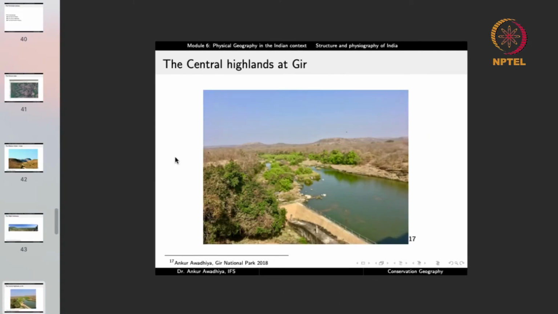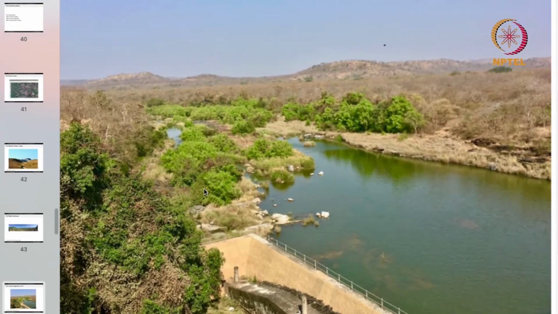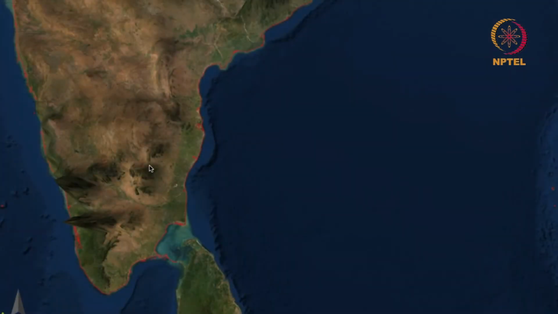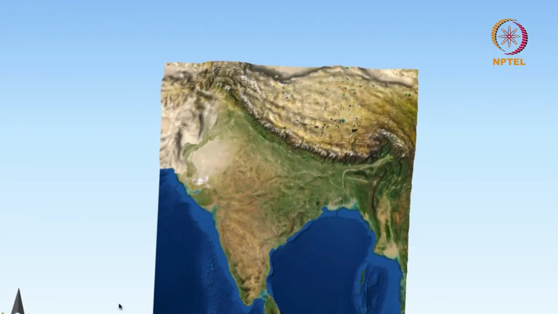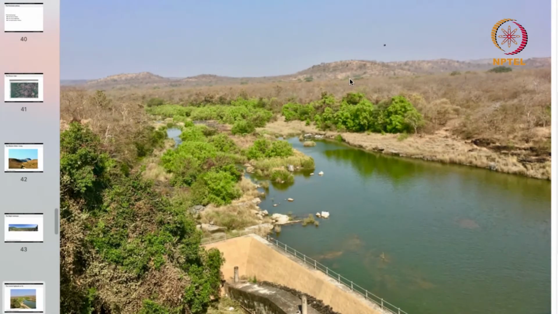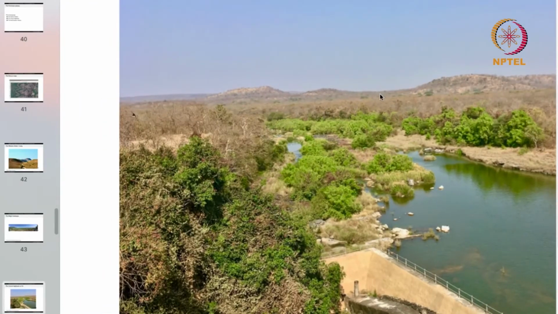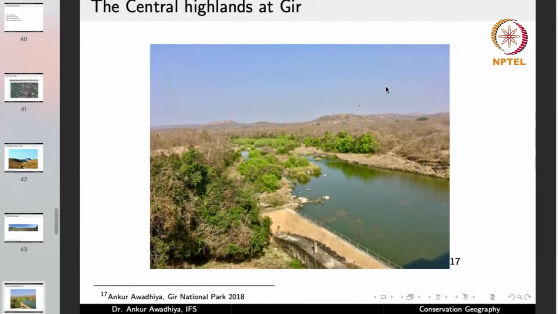Now we have the central highlands, and that is an extension of the Peninsular Plateau towards Gujarat. So these are the central highlands in Gir. So Gir is this portion. So here we are talking about this region. So in this region we find the extension of the peninsula, and here also we will find that the hills are old hills and they are rolling hills. They do not have sharp peaks.